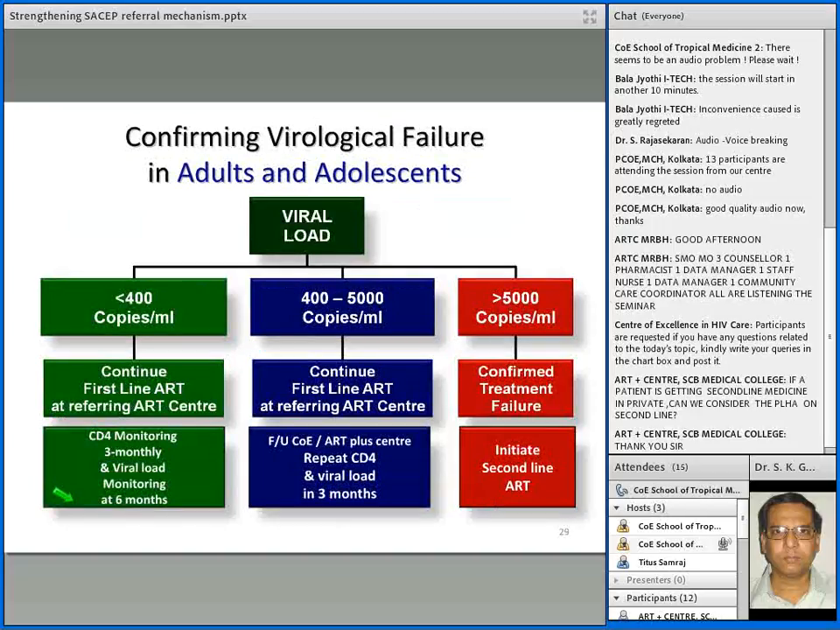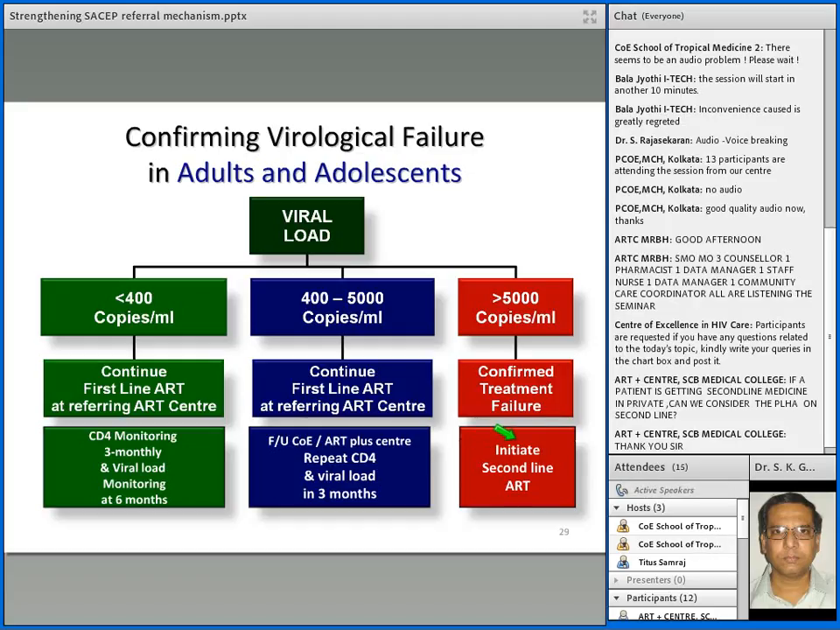Now what is being done once the viral load is tested at the SACEP with the linked laboratory? The results can be any of these 3. I'm talking about adults and adolescents; it's a little different with children, which we'll discuss in the next slide. The viral load could come more than 5,000 copies, which by definition in the programmatic condition is treatment failure, virologic failure. So more than 5,000 should be a confirmed treatment failure, and he or she is eligible for second line ART. That has to be started after the mandatory counseling and mandatory tests are done.